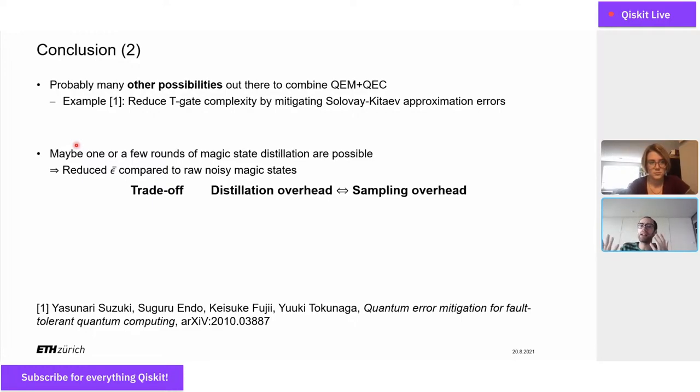So basically, by tuning the number of distillation steps that you do, you have this trade-off between distillation overhead, like how many distillation rounds you do, and sampling overhead, like how much you have to pay with additional shots. And of course, you can go to the limit where the distillation overhead is zero, then you have the largest sampling overhead, and you can get rid completely of the magic state factory. But you can, in principle, also choose other points in that trade-off, right? Maybe it might be advantageous to have a little bit of distillation.